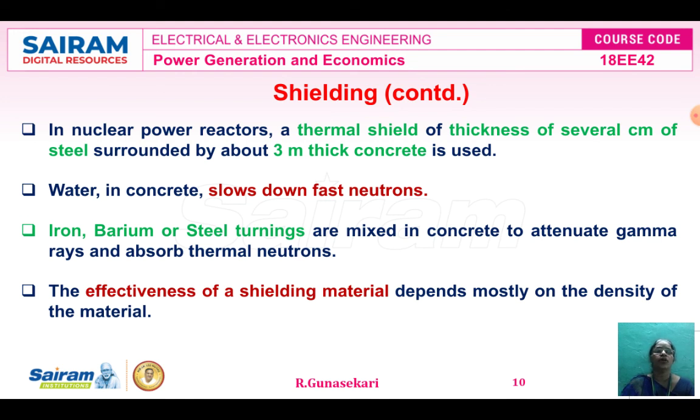In concrete, water slows down the faster neutrons. Iron, barium, and steel turnings are mixed in the concrete to attenuate gamma rays and absorb thermal neutrons. The effectiveness of the shielding materials depends upon the density of the material only.